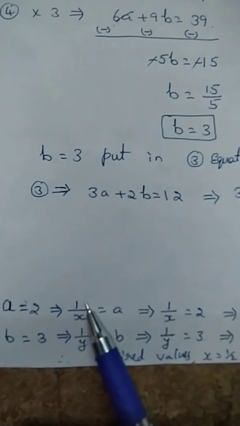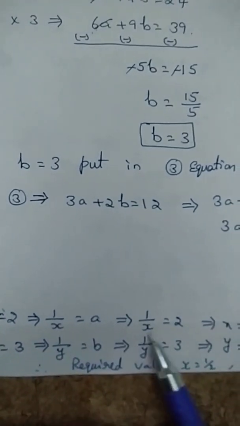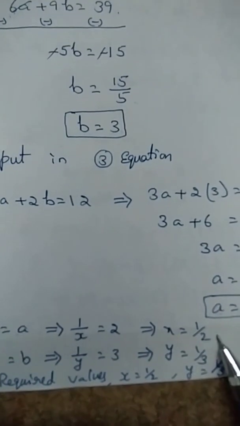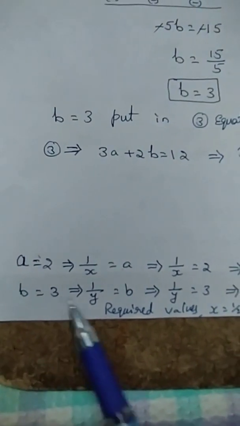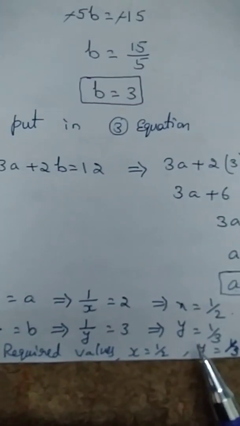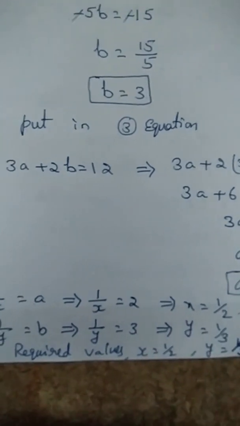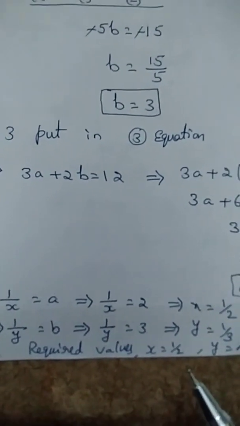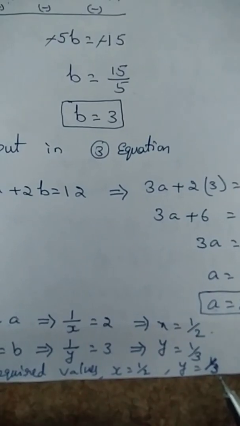a is equal to 2, and 1 by x is equal to a. Substituting, 1 by x is equal to 2, then x is equal to 1 by 2. Similarly, b is equal to 3, then 1 by y is equal to b. That implies 1 by y is equal to 3. By transposing, y is equal to 1 by 3. Therefore the required values are x is equal to 1 by 2, y is equal to 1 by 3.